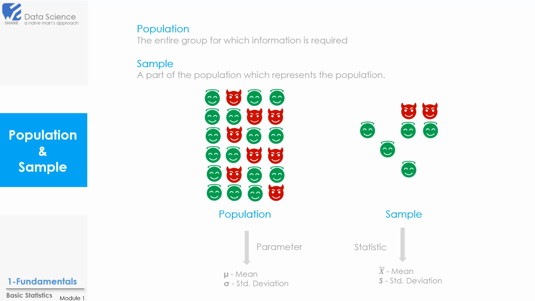Now the numbers that summarize the population are called parameters, and the numbers that summarize the sample are called statistics, such as mean, standard deviation, etc. So for population, mean is denoted by mu and standard deviation is denoted by sigma. And for sample, mean is denoted by x bar and standard deviation is denoted by s. Let's move on to the next topic.